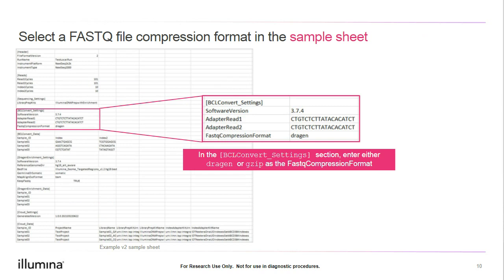In this version 2 sample sheet, next to the FASTQ compression format field, you will see either DRAGEN or GZIP listed for the software to use.